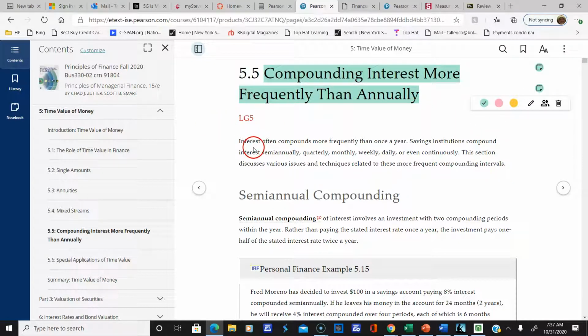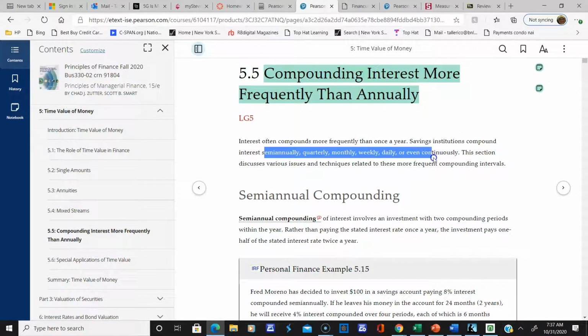So you see what it says here. Interest often compounds more frequently than once a year. Savings institutions compound interest semi-annually, quarterly, monthly. Well, you're not going to get it monthly, weekly, or daily, so you can forget about that. Most of the time, it's quarterly. Most of the time, you'll get quarterly interest.